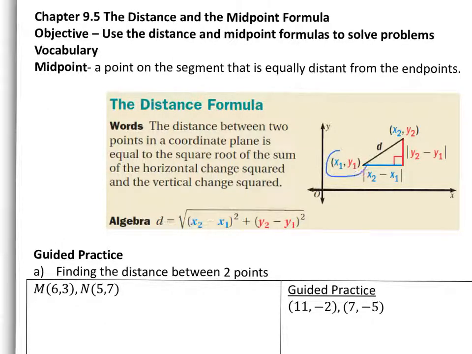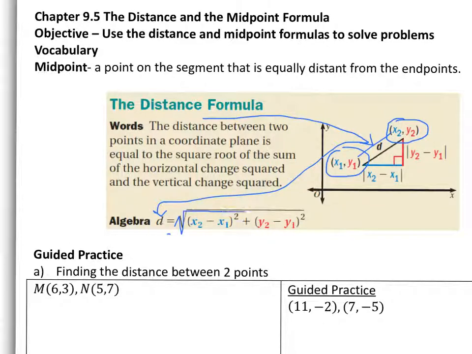So if I give you 2 points, x1, y1, x2, y2, in the coordinate plane, so D here, the distance between these 2 points is equal to the square root of the sum of the horizontal change squared, and the vertical change squared. This is the vertical change.